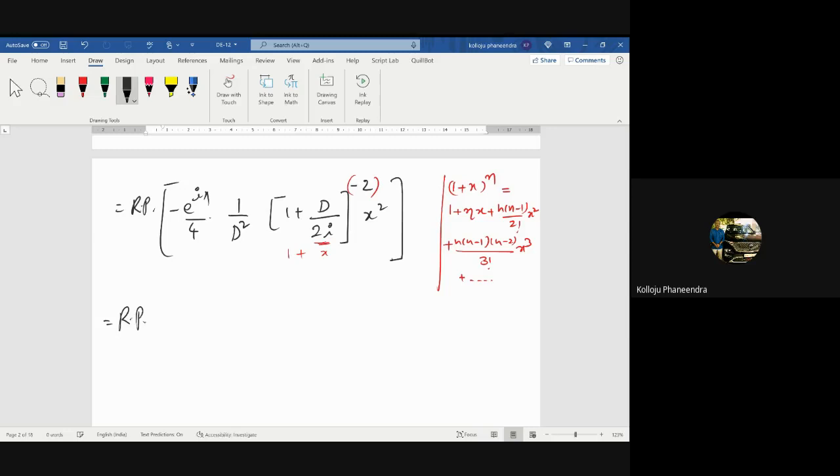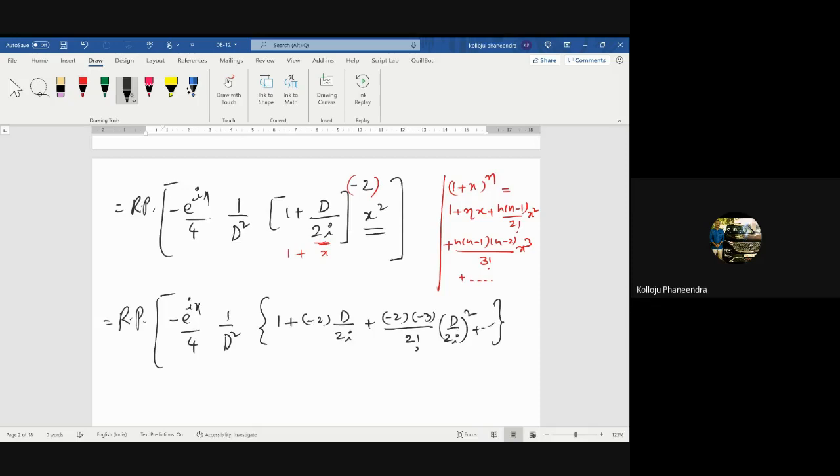Now, let me use the formula. Minus e to the power of ix by 4, 1 by D square, and what is the expansion? 1 plus nx, where n means this and x means D by 2i, plus, and how many terms are required? For x square, how many derivatives exist? Only 2 derivatives, up to D square is enough. The third derivative and beyond are negligible. Now n into n minus 1 by factorial 2 into x square, and so on. This is multiplied by x square, whole bracket closed.